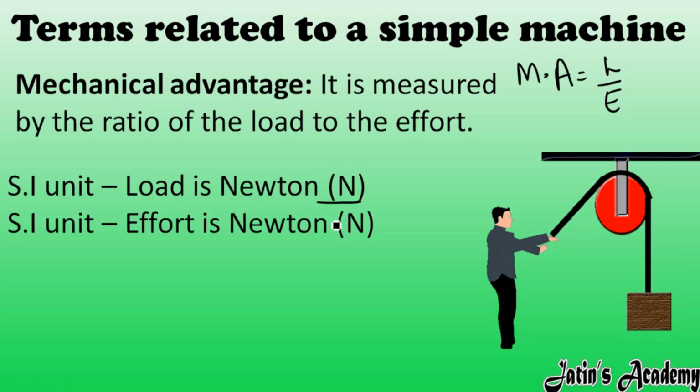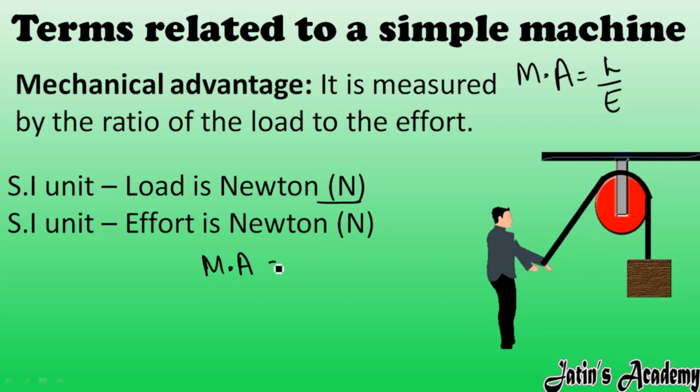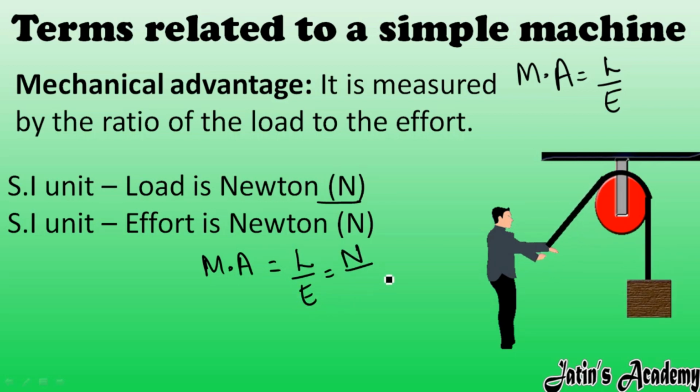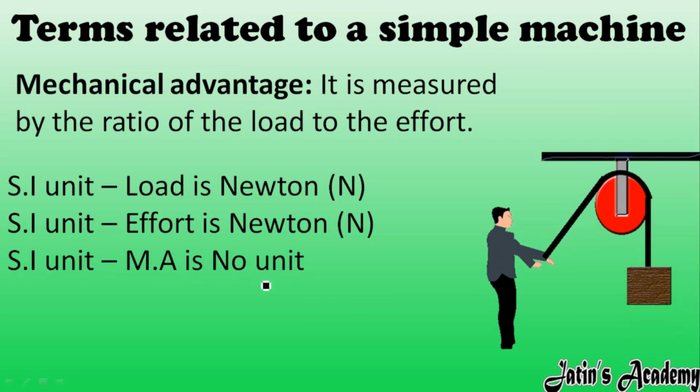Next we are having SI unit of effort. As we know, what is an effort? Effort means whatever force we are applying on the machine in order to work it, that is known as effort. Okay. So effort is also a force applied. Force SI unit is Newton, means effort SI unit is also Newton. If you talk about the mechanical advantage, it is load over effort. What is the SI unit of load? Newton. What is the SI unit of effort? Newton. So Newton will cancel each other, means mechanical advantage has no units.